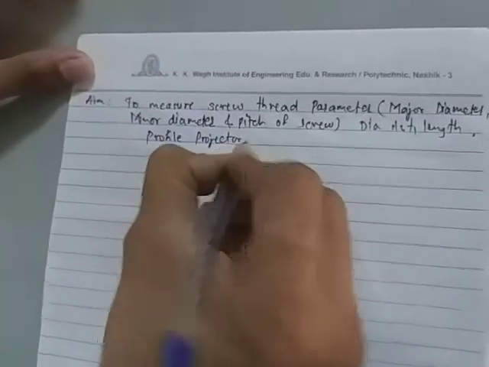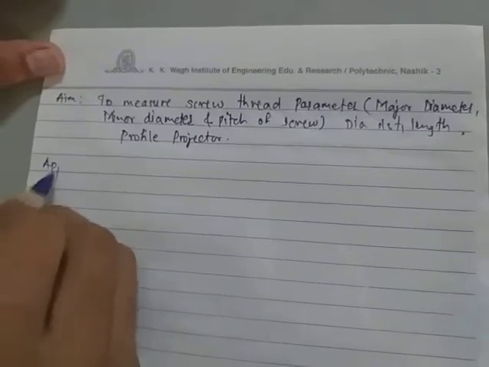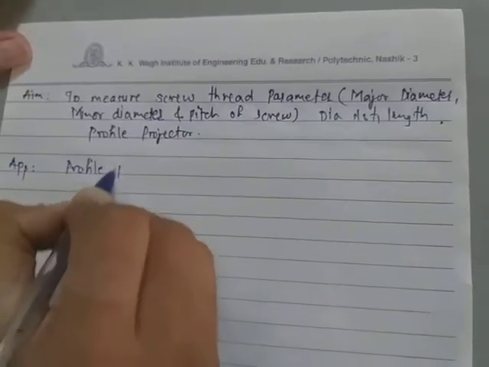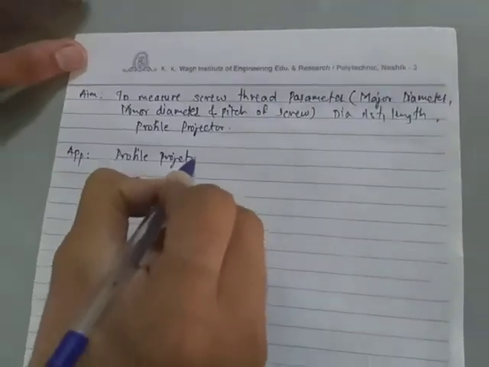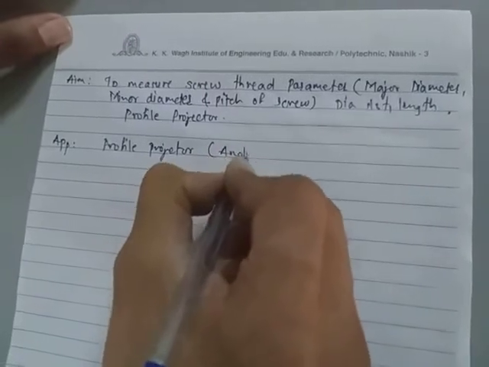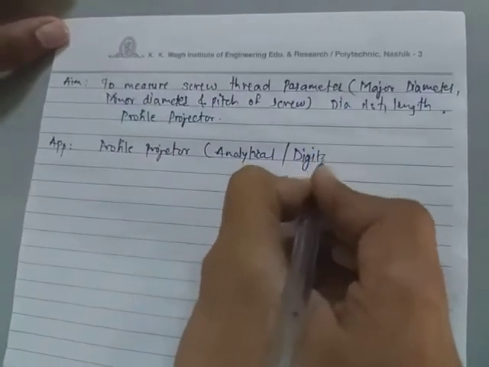Again, it is based on the shadow image principle. So, what will be the apparatus required? Simply a profile projector. Profile projector comes in two categories. One is the analytical pattern, and the second one is the digital one. I will just show you the two types of profile projectors.